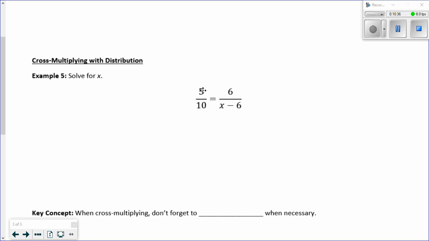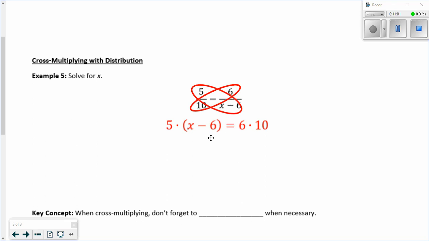We're still going to use cross products, but now we're going to do 5 times the entirety of the denominator here. And then we're going to do the 6 times the entirety of the denominator here, which is just 10. So when I write this out, I'm doing 5 times that whole quantity. So that should be a clue that you're going to use parentheses. So we get 5 times (x minus 6) is equal to 6 times 10.